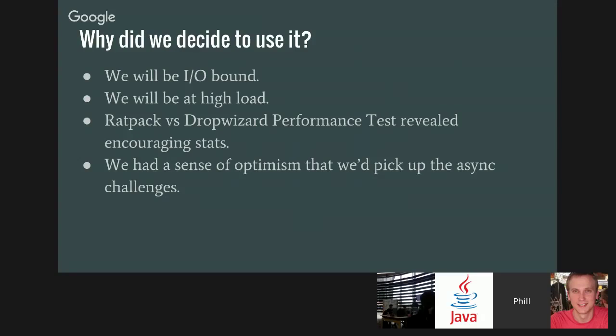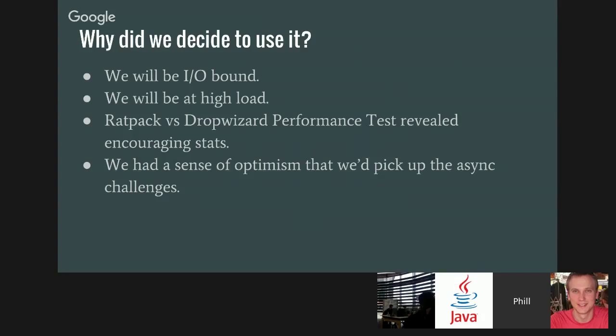Okay, so as I mentioned, we will be IO bound. This is why we decided to use it. We'll be at high load. So we're hoping for in between half a million to 3 million concurrent users, which would be either 1,750 calls per second or 10,500, which are huge numbers. But those estimates seem to be changing as we go on. So yeah, we're going to be at high load.